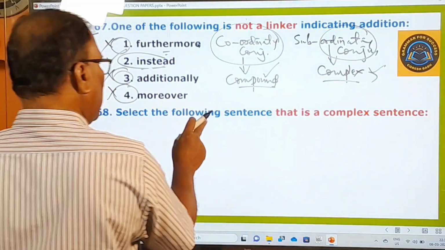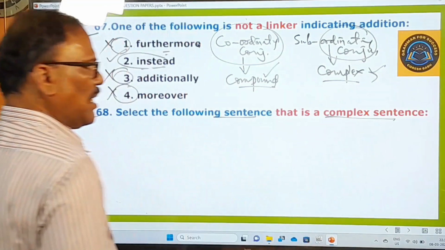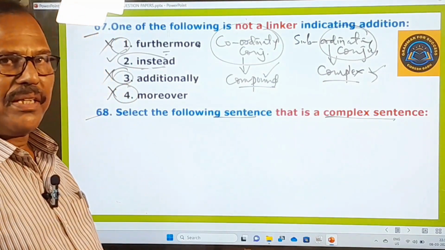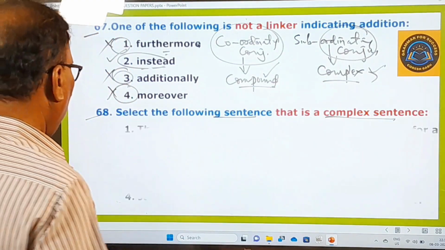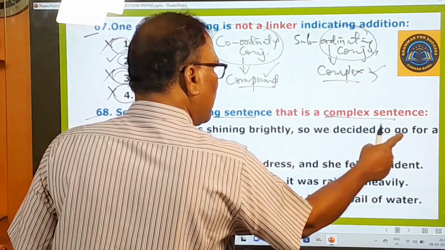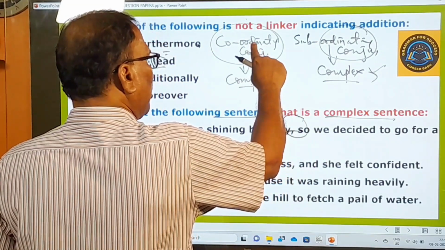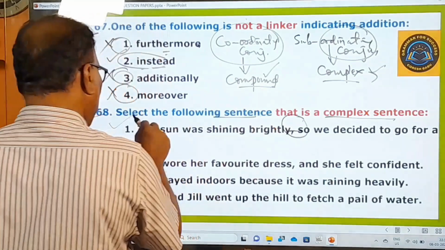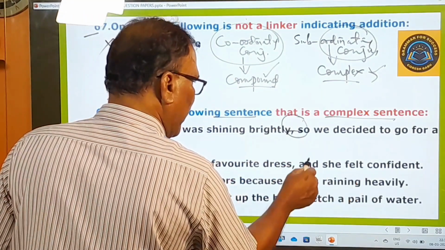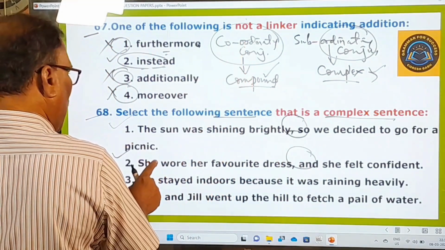And here in this question, he is asking you to find out the sentence that is a complex sentence. Complex sentence means there must be used only the subordinating conjunctions in that sentence. Okay, let us look at the options. The sun was shining brightly, so we decided to go for a picnic. So in this sentence, so is there. So is a coordinating conjunction, and therefore this is a compound sentence. She wore her favorite dress and she felt confident. And is used here, and is a coordinating conjunction, and therefore it is a compound sentence.